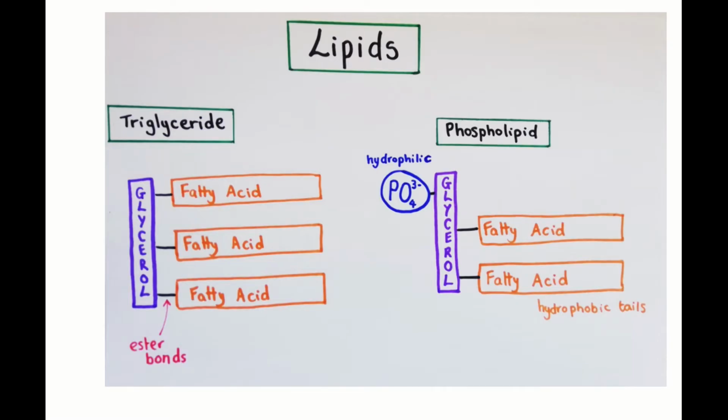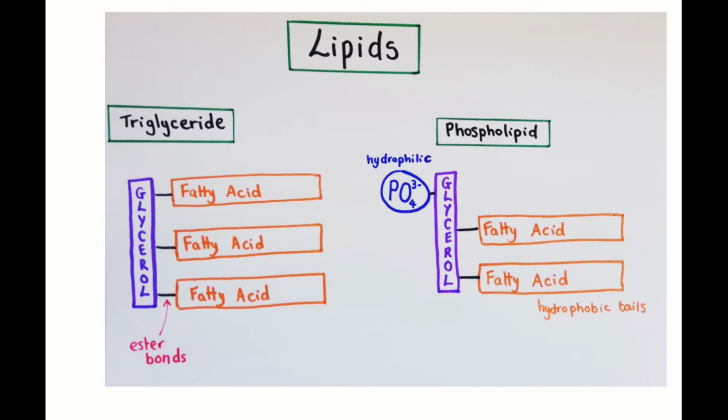The fatty acid tails contain a lot of stored chemical energy. In fact, twice as much energy per gram as carbohydrates. This makes fats an incredibly good energy store. Phospholipids are the same as triglycerides, except one of the fatty acid chains has been replaced by a phosphate group.